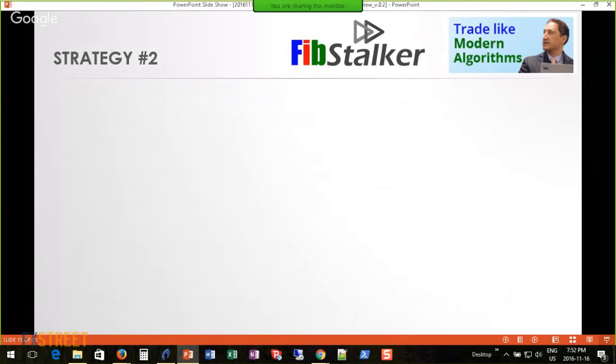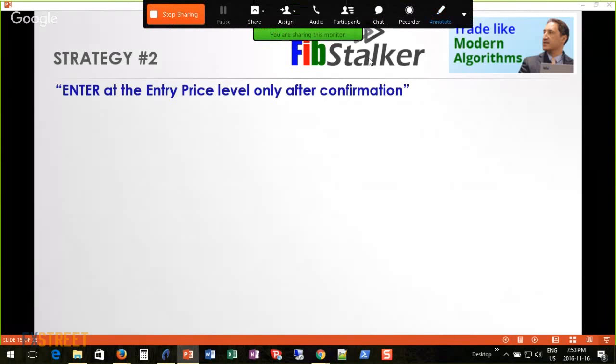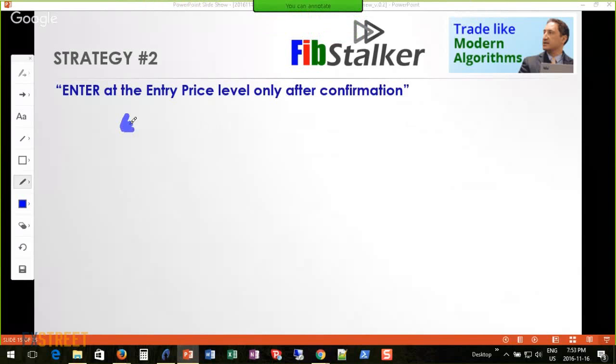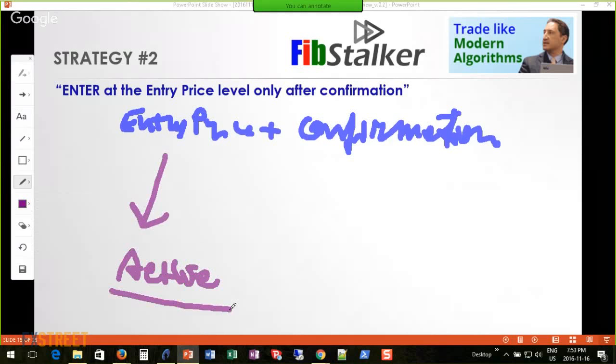Okay, now let's look at strategy 2, which involves a confirmation level, and you start understanding that this might be something you want to look at at all times. We enter at the entry price level only after confirmation, and actually what happens is that confirmation changes the entry price. So the confirmation typically becomes our new entry price. So in this case, when you look at entry price plus confirmation, remember that we use entry price in this specific case to activate the setup. So when the entry price is tested for the first time, our setup becomes active, and once the confirmation level has been identified, the confirmation level typically becomes our new entry price.